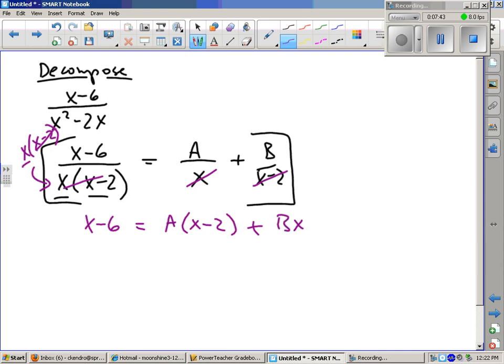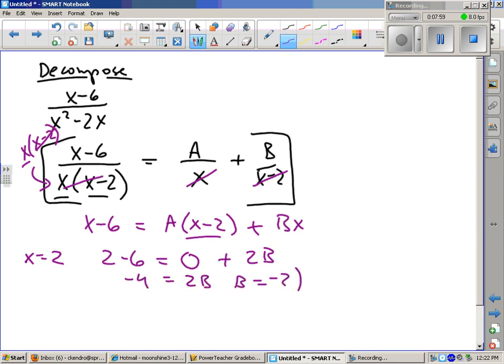Next, we choose to lose. So the first one I'm going to choose is x equals 2. So I get 2 minus 6 equals 0 plus 2B. So -4 equals 2B. B equals -2. Okay, that part's done.